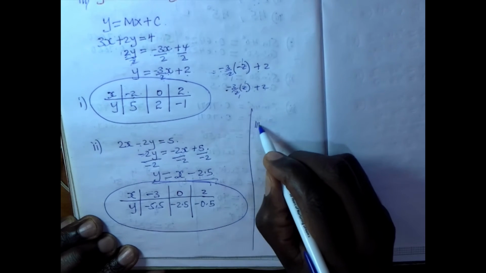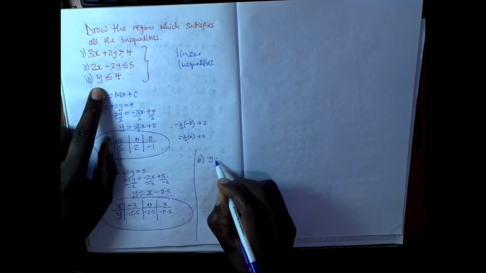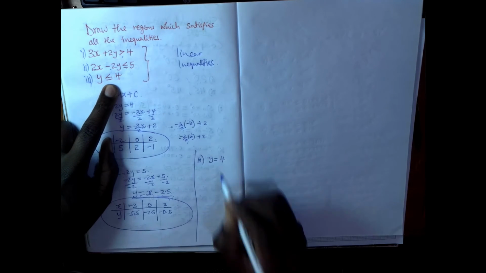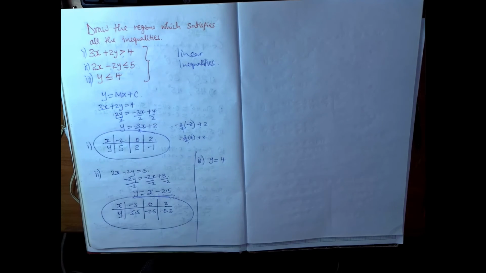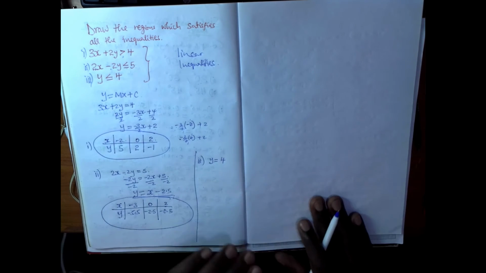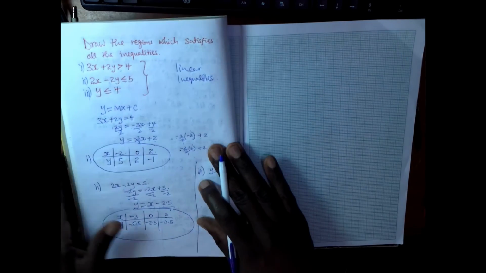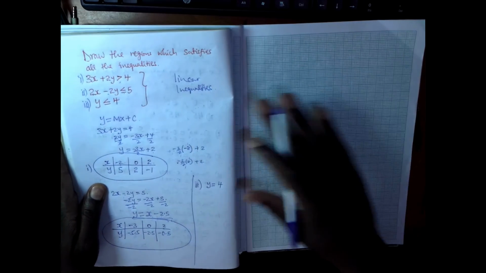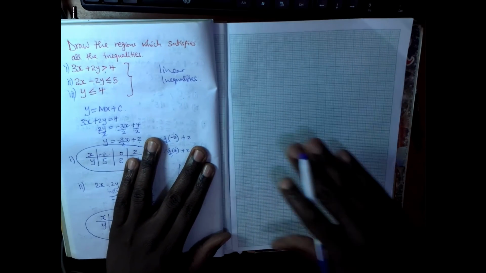And lastly, we have the third inequality, where we are going to draw the line y equals 4, bearing in mind the inequality symbols. Now that's what we have, and therefore we are going to draw on the graph book.